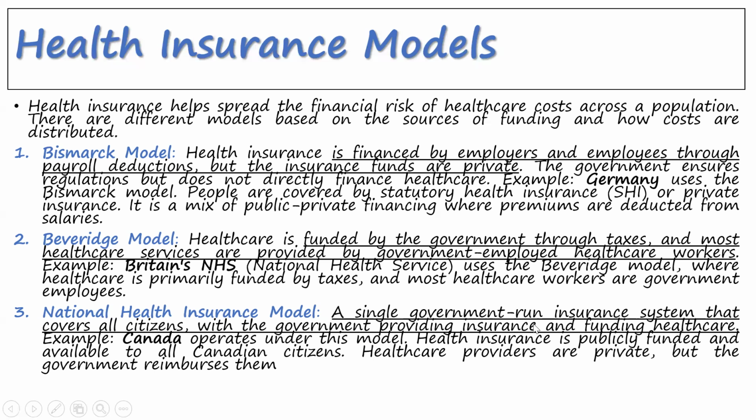Then number three, the national health insurance model. It is a single government-run insurance system that covers all citizens, with the government providing insurance and funding healthcare, like in Canada, for example. Here, the government has an insurance company. The government is the one that insures people, not from taxes. It just gives free medical services to the people without them being taxed.